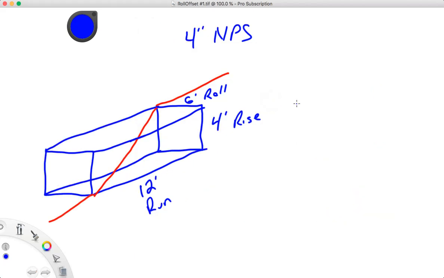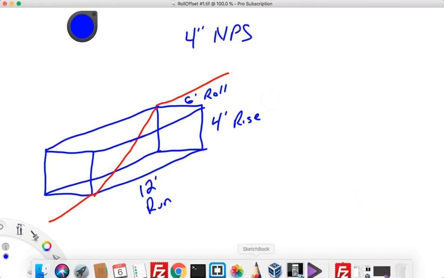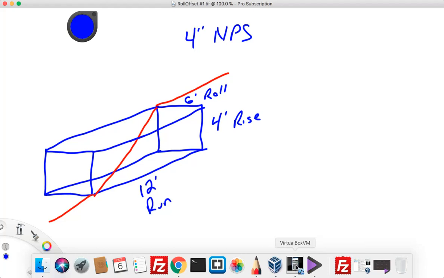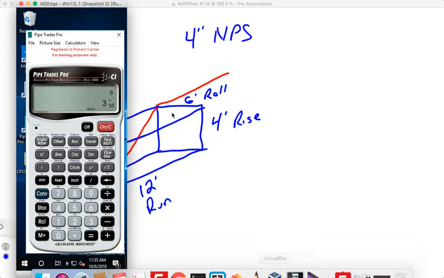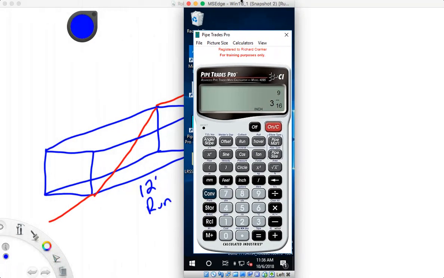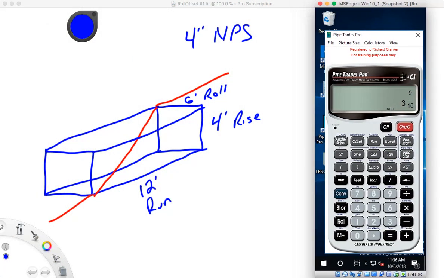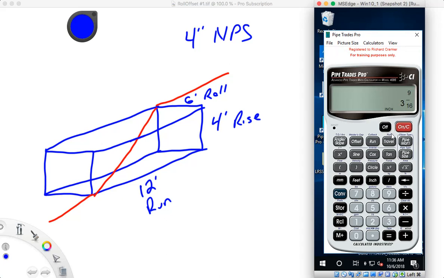Alright, let me go back to here. Okay, same thing. Now I'm going to pull up this right here, move it over so we can see everything. Alright, clear out the calculator completely, clear all. We're dealing with 4-inch pipe, so I'm going to put the pipe size in there. Makes sense, right? 4-inch pipe size.